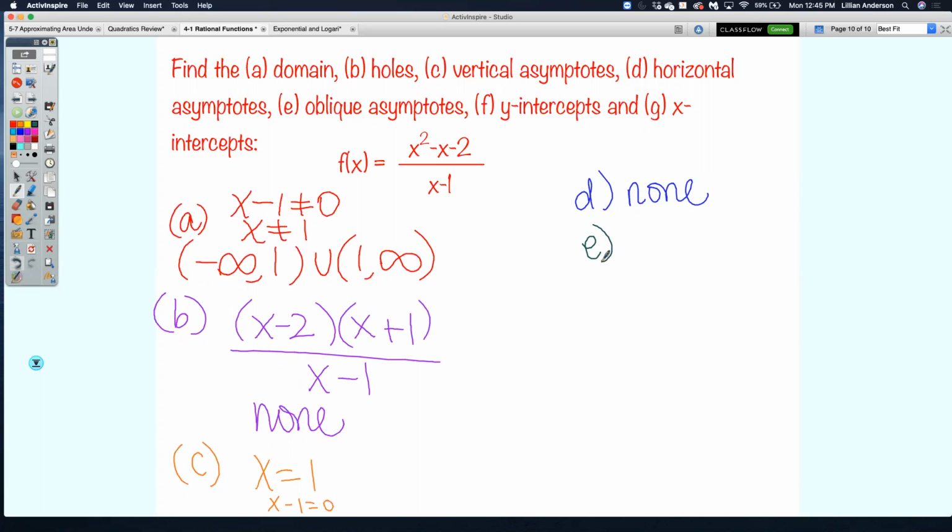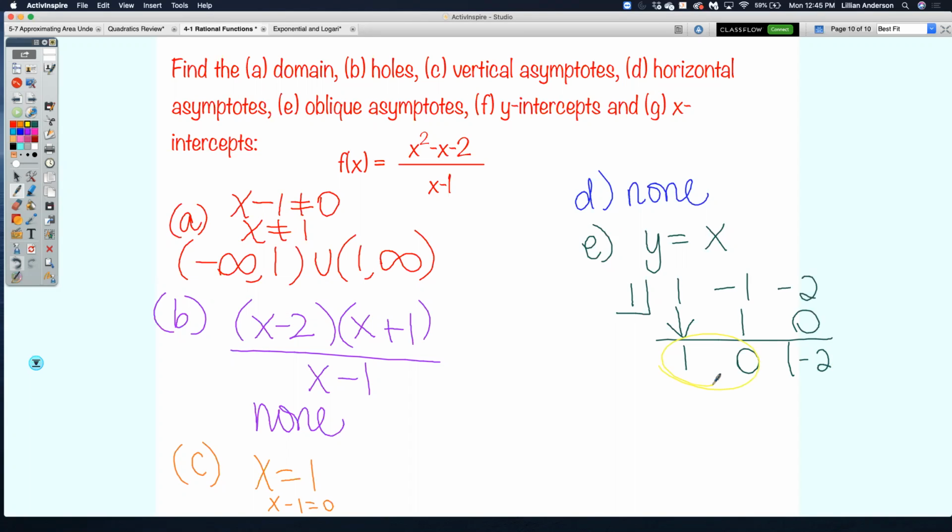What did you get? y equals x. Let's double check this. Remember, you use synthetic division here. I put a 1 in that backwards L. It's always the actual root itself. Then I have my coefficients: 1, -1, and -2. I bring down the first term. 1 times 1 is 1. I add. Of course, I'm not worried about the remainder, only those terms in front. Since it was an x squared to start with, I decrease by 1, so it's essentially 1x plus 0, which is just y equals x. Very good.